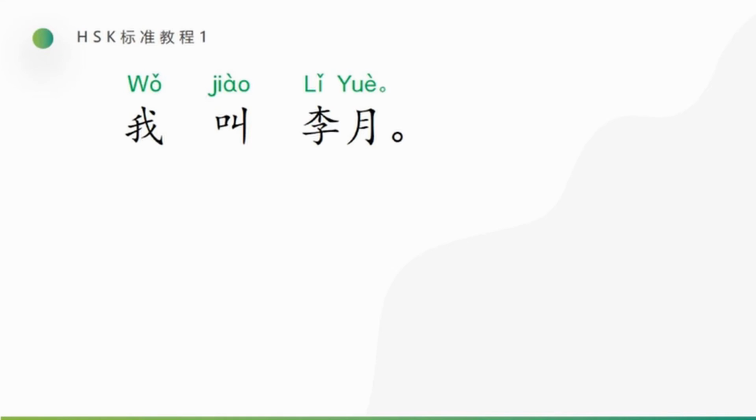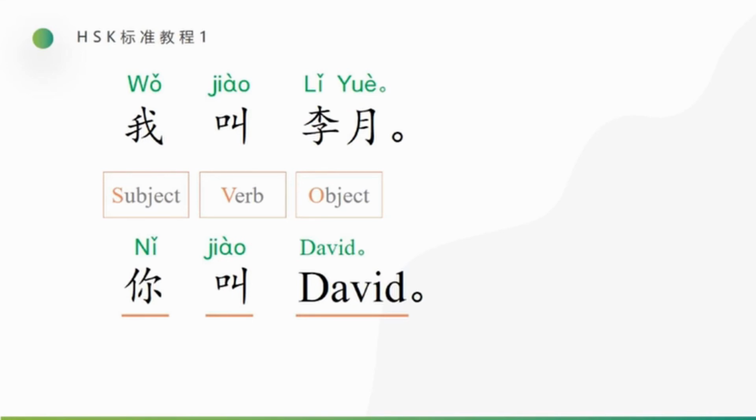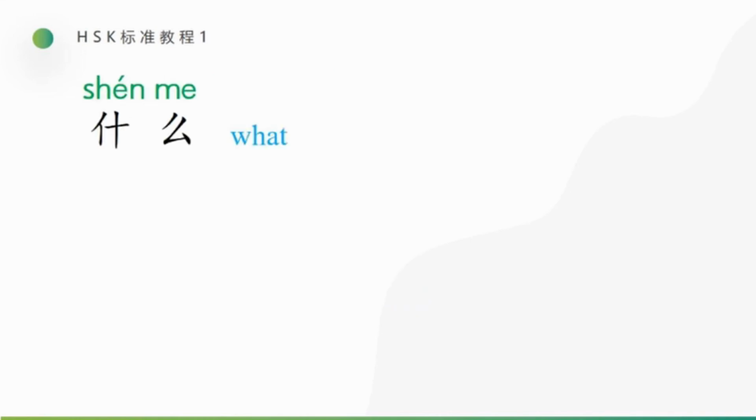Let's look at this sentence. 我叫李月. In this sentence, 我 is the subject, 叫 is a verb, and 李月 is the object. According to this sentence, we can find the Chinese sentence order should be subject, verb, and object. This order is mostly the same as English. Like this one, 你叫 David. 你 is the subject, 叫 is a verb, David is the object. You all have Chinese names. 你们好.